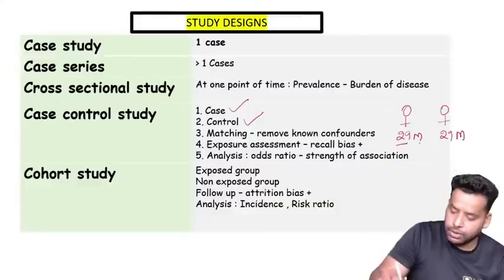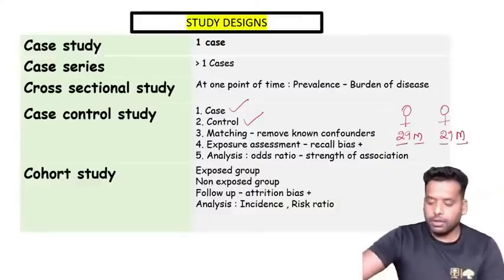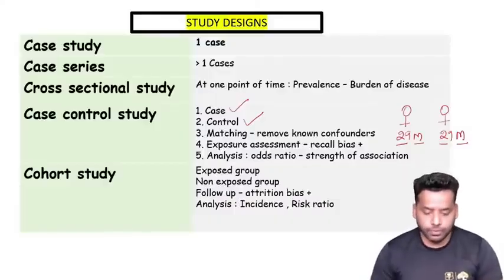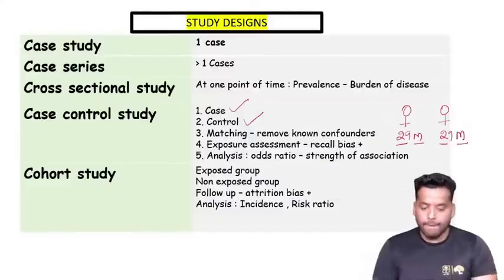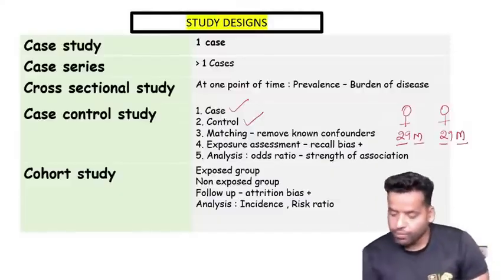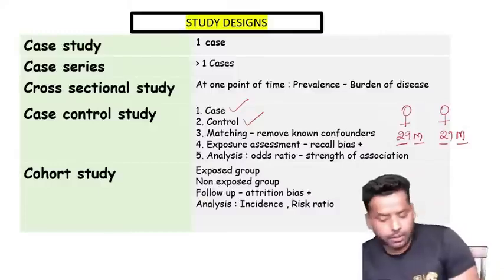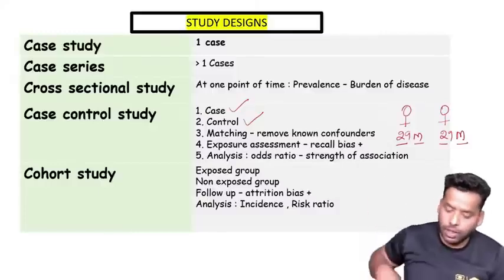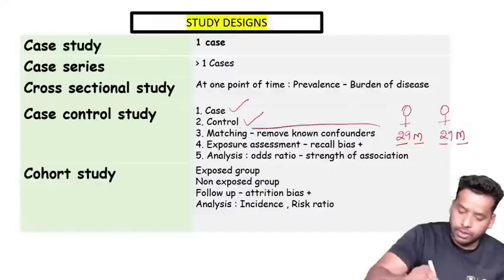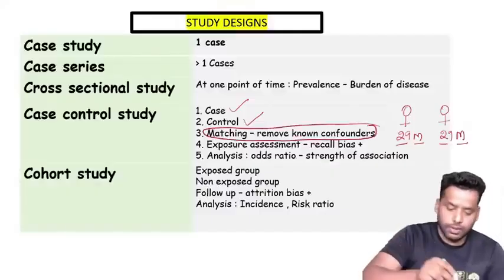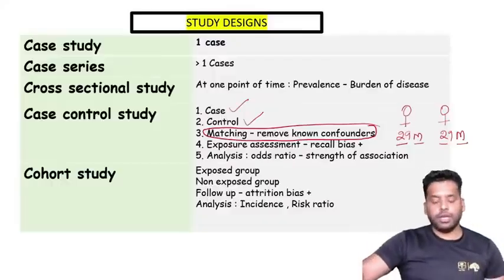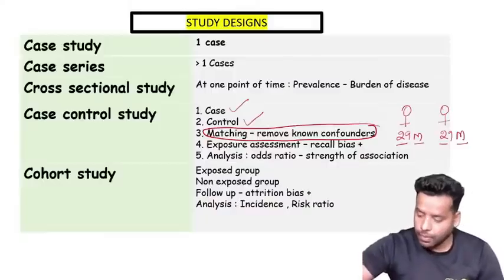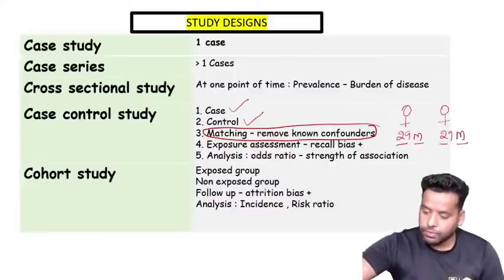Tell me true or false. In the example given, you are matching for age and sex. True. So matching will increase the quality of comparison. Next question, true or false? Matching will increase the quality of comparison. Tell me true or false. Yes.